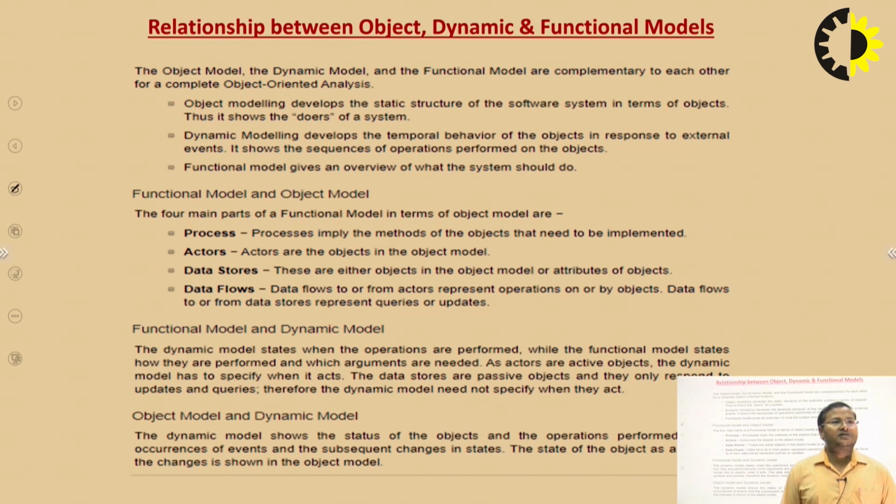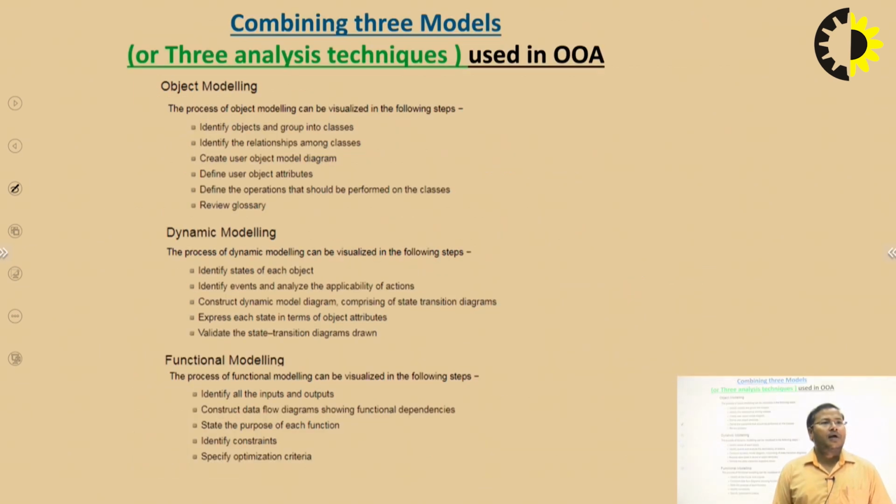Now, relationship between object model, dynamic model, and functional model. These are interrelated to each other, and we can combine these three models in case of object oriented programming. The first model that is combined is the object modeling.